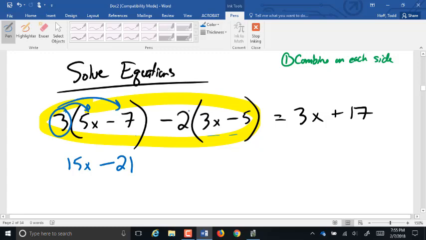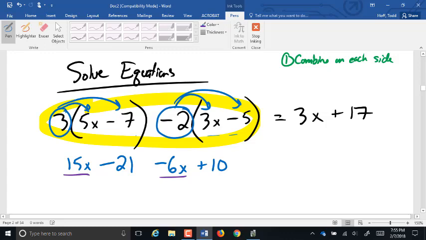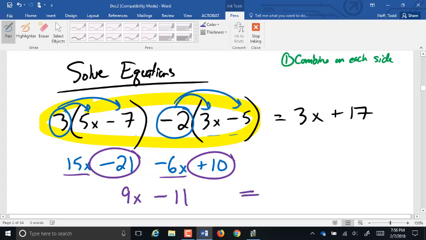Now we have to be careful. What are we multiplying by? -2. Good. -2 times 3x is -6x. -2 times -5 is +10. Okay, so we've got 15x and -6x that we can combine to make 9x. -21 and +10 make -11. On the right side, is there anything we can combine? No. That's just 3x plus 17.